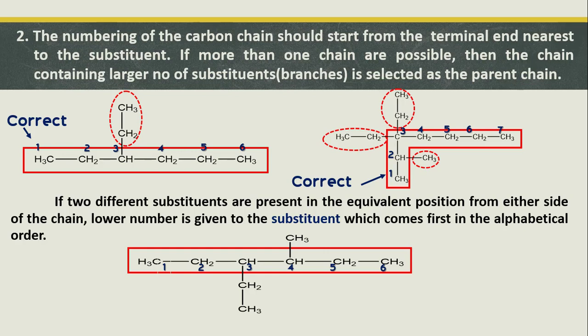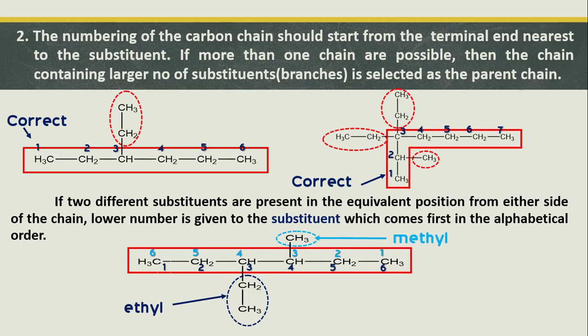However, if we see the numbering from the back end, then it is also the same. One substituent lies on the third position, whereas the other substituent or branching lies on the fourth carbon atom. So this one is the ethyl group, and the next one is the methyl group.